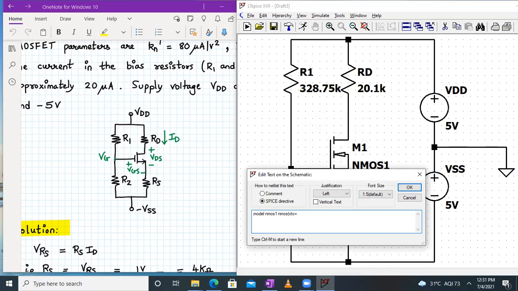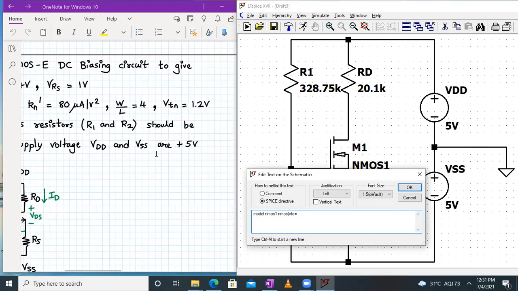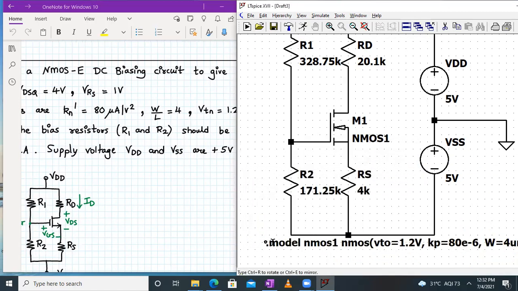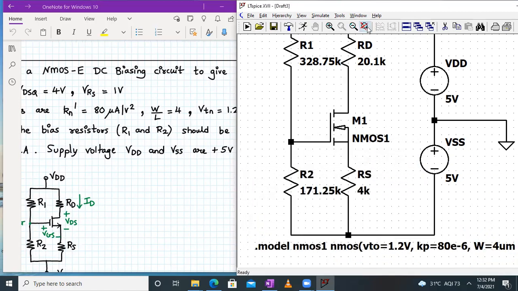Then the threshold voltage, how much is it given over here? 1.2 volt. The value of Kn dash is nothing but Kp, which is 80 microamperes, which is 80 raised to -6. Then we have W. We consider W to be, let's say, 4 micrometer. So 4 UM is the 4 micrometer. L will be 1 micrometer. So W by L ratio will be 4. This dot model statement we will add onto the schematic like this.